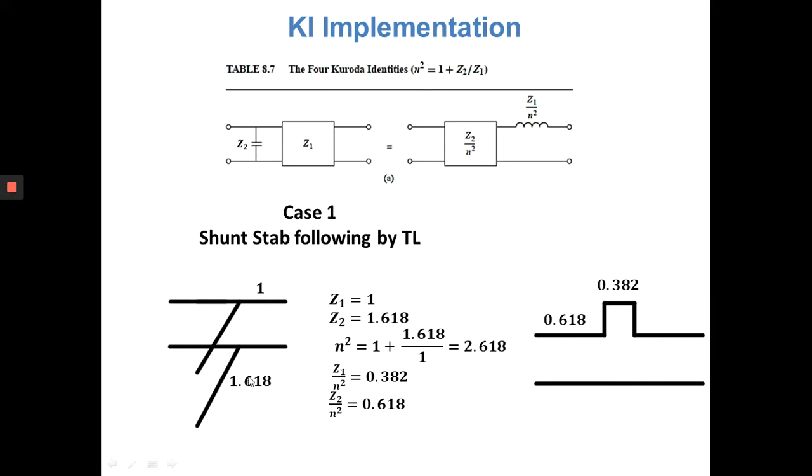So now we have, from shunt to series stub, a value of 0.38, and a transmission line with a value of 0.618.